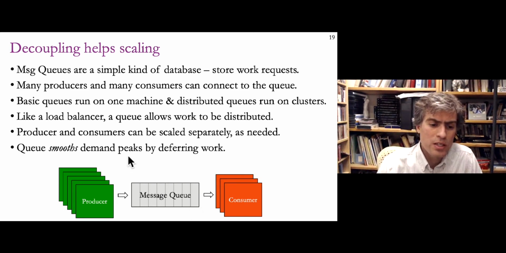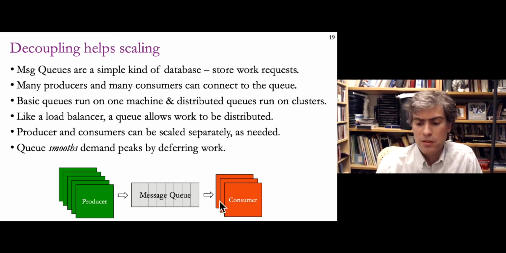We also can smooth demand by deferring work. So you might need fewer consumers overall if the work they're doing can be delayed. In other words, it can be queued up here.